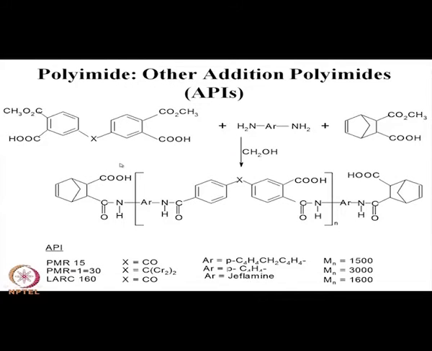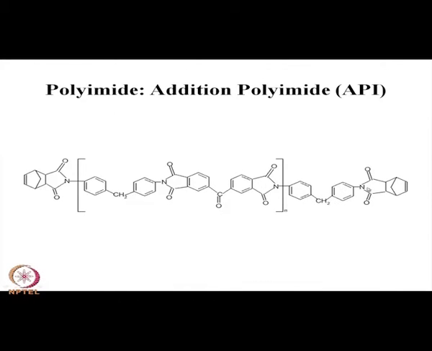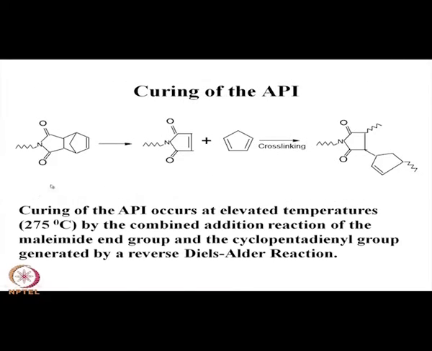Once again I am going back to this thing, sorry, these are the N groups. These N groups break into maleimide and cyclopentadienyl group. Now, these two groups, once formed from the N groups of that addition polyimide, help in undergoing cross linking reaction in this form.